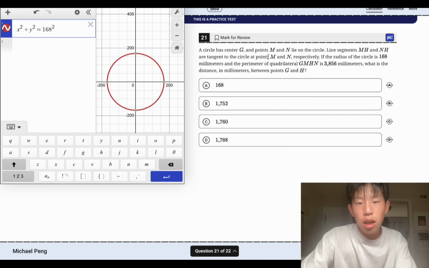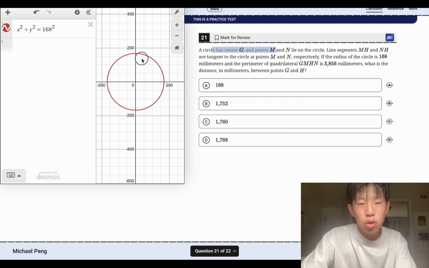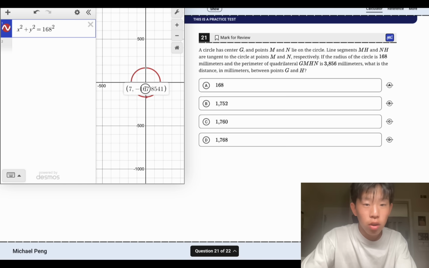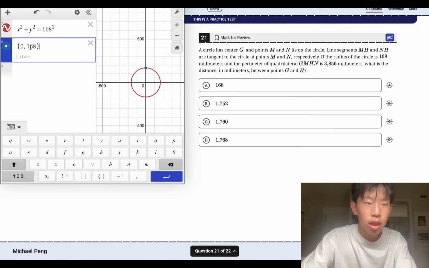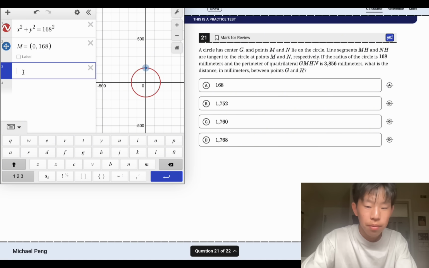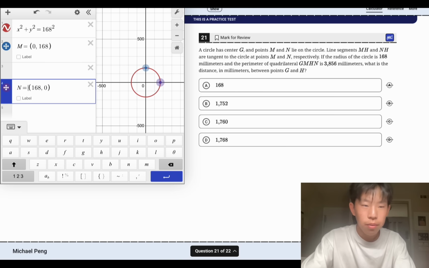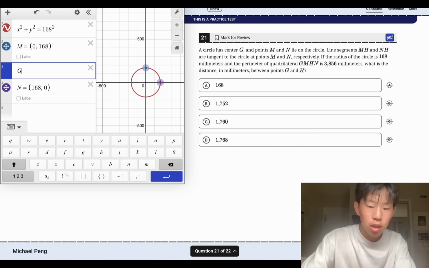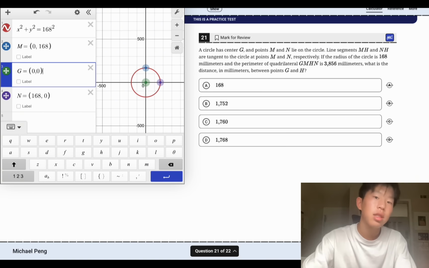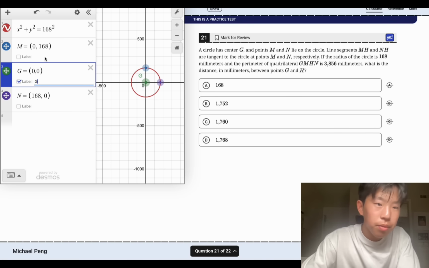Now it's saying that M and N lie on the circle. What does this mean? M is physically on this red line. But it doesn't say that it's here or here. It could be anywhere, so I'm just going to define it. I'm going to say this is where point M lies, this is where point N lies, and this is where point G lies. We know it's the center. Then I'm going to label each of them.